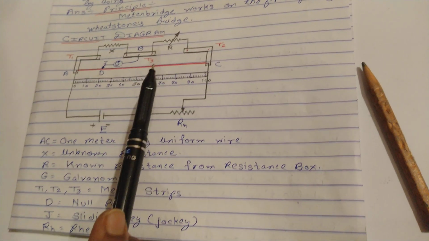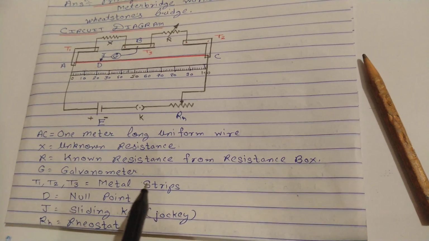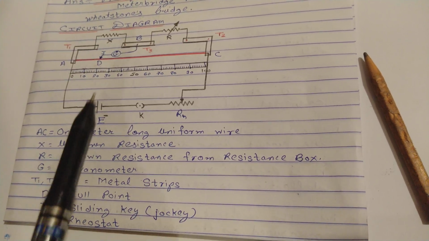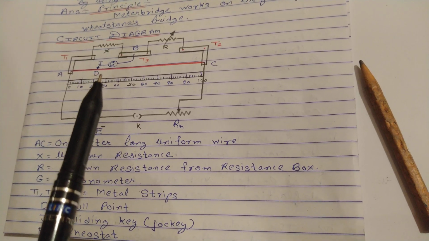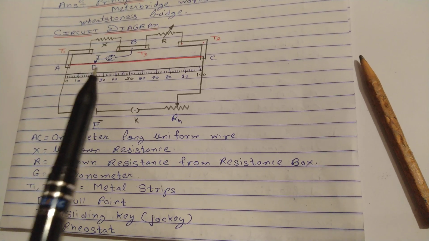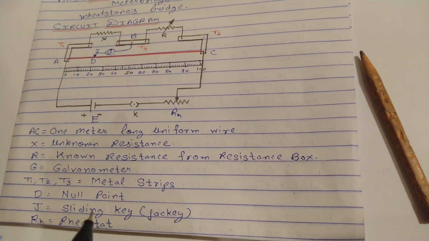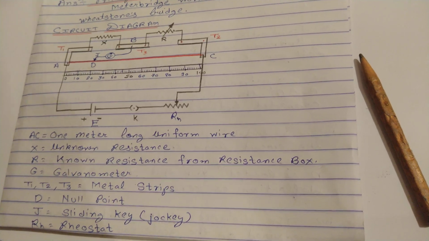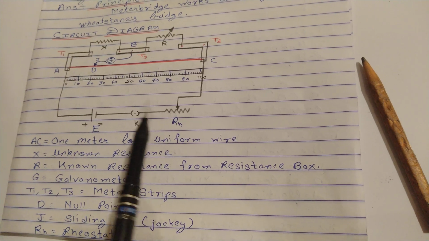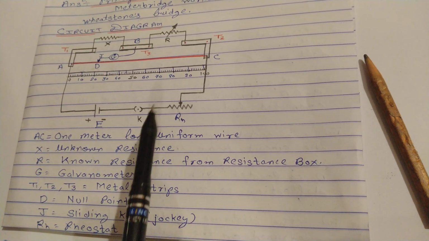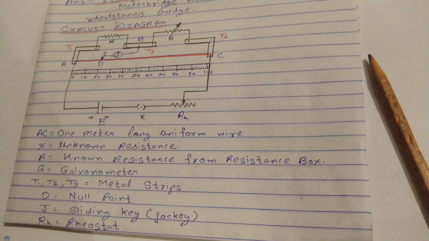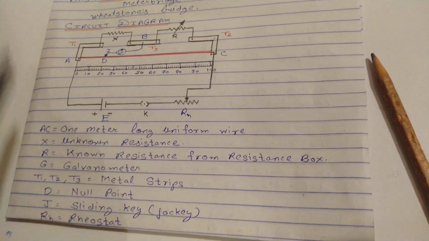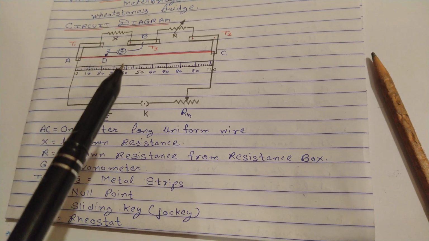T1, T2 and T3 are metal strips. D is the null point. What is the null point? When I explain the working, at that time you will get it. J stands for sliding key, that is called jockey, and RH is the rheostat, a variable resistor. Students, this is the construction of the Wheatstone meter bridge.